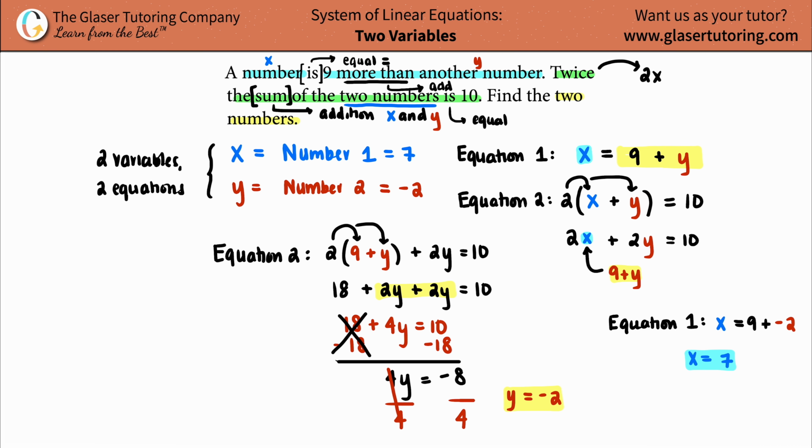So here's your 2 numbers. We have a 7 and a negative 2. And if you want to, you can just double check to make sure that these numbers fit in your equations. So for example, if I added x and y up, 7 plus a negative 2 is 5. 5 times 2 is 10, so that checks. And then the other one checks as well. 9 plus negative 2 is the 7. So we are good to go.